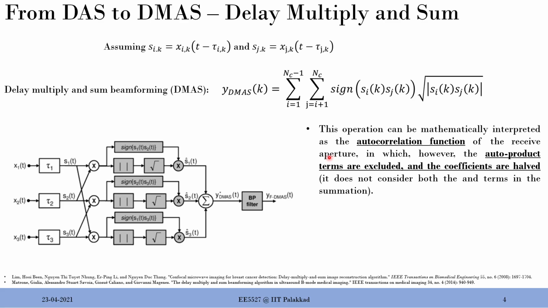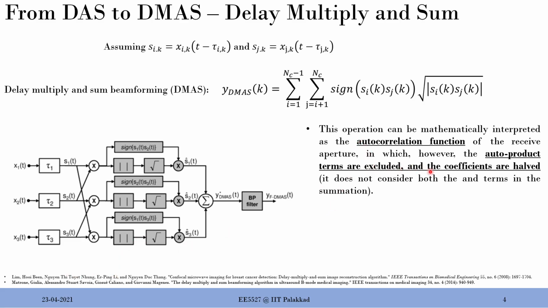Okay, and receive aperture is chosen because we may not use all the transducers or all the antennas in the reception, right? You may choose an aperture and then you are not going to use all the transducers. That's why it's a generalized term, but you just need to think of it as something like you are cross multiplying across the transducers. That can be interpreted as an autocorrelation function with the transducers, except the auto product terms are excluded, right? We are not considering x1 into x1, x2 into x2, x3 into x3. All these terms are discarded forever, so we are not going to consider them.